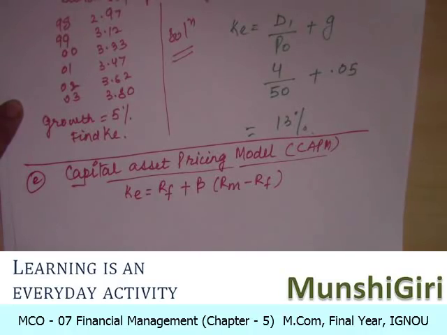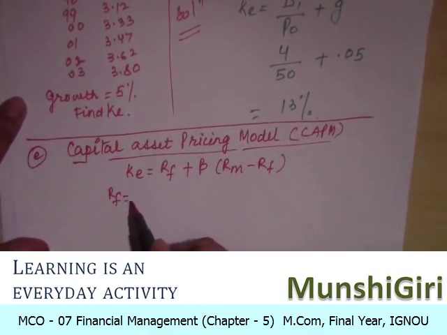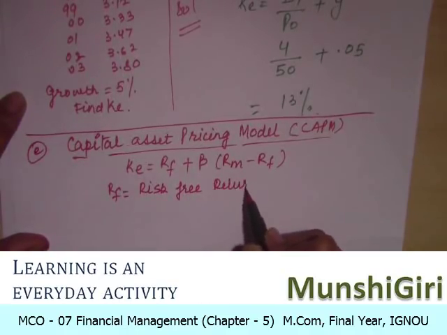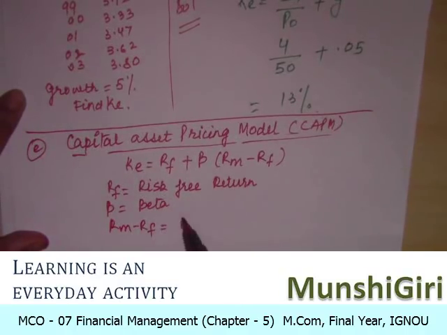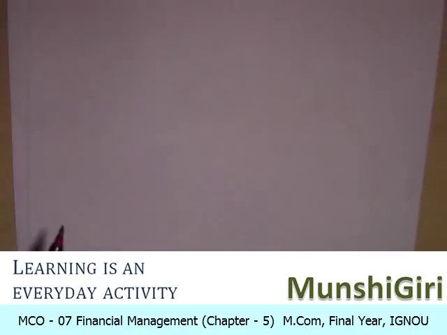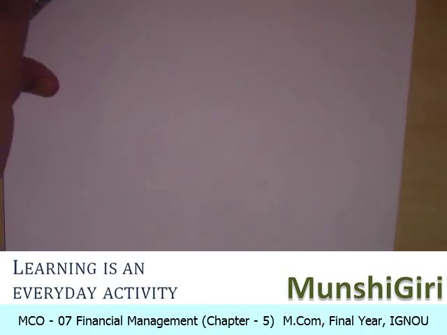KE is cost of equity, you know it. RF is risk-free return. Beta is the security's beta. RM minus RF is the risk premium. This is the most widely used model, as this method incorporates the risk analysis. Let's take up an example for doing this.